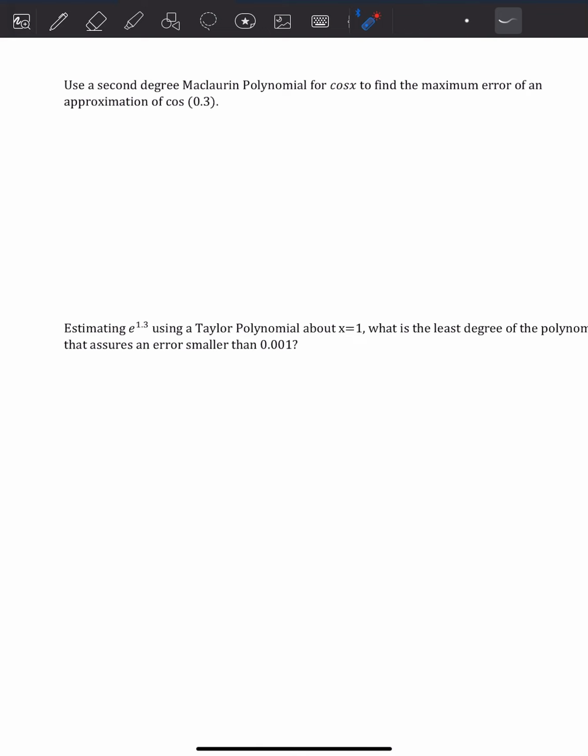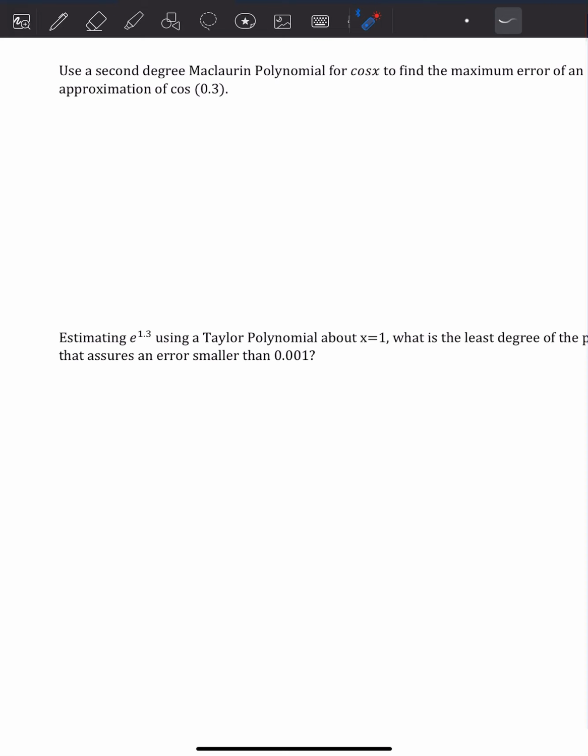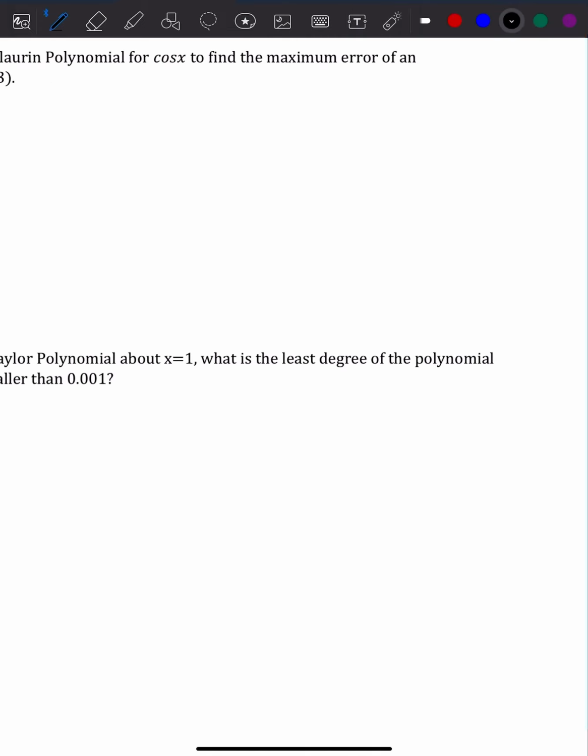Use a second-degree Maclaurin polynomial for cosine to find the maximum error of an approximation of cosine of 0.03. So we need our c, n, x, and max. It's a Maclaurin polynomial, so we know that c is 0. It says a second degree, so we want to know n is 2. We're approximating cosine of 0.3, so 0.3 is x. And our maximum, we're dealing with a cosine function, so the maximum value of cosine, or sine, is going to be 1.